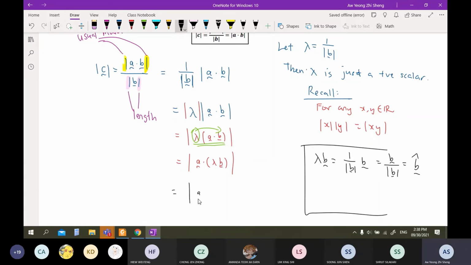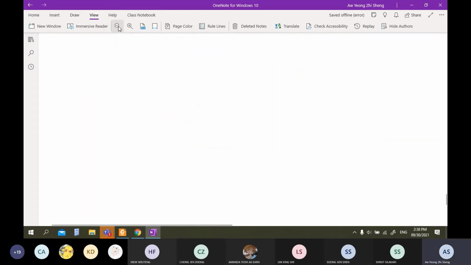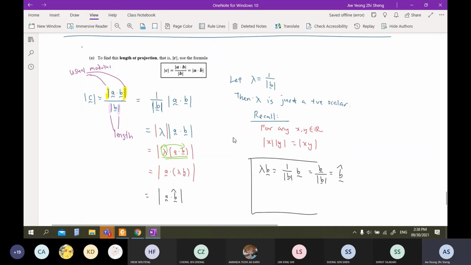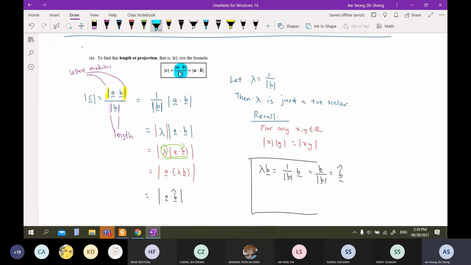Okay. So we end up getting A dot B hat. Yeah, so that's how we got the alternative formula. It's just a simple algebraic manipulation. Okay, so I will suggest you to memorize the first version of the formula. No need to memorize the second one because the second one is not useful for computation.